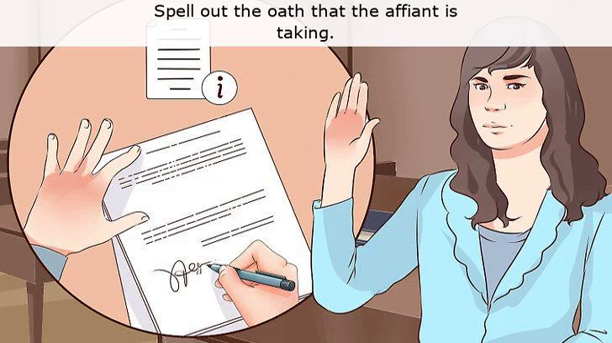Step 3. Spell out the oath that the affiant is taking. An affiant in the United States generally writes an affidavit under pains and penalties of perjury. This means that the affiant may be charged with lying under oath if he or she makes any false statement within the affidavit. Consequently, it is very important to include only information that you know to be true. Never include false information in an affidavit. The consequences could include prosecution and imprisonment.